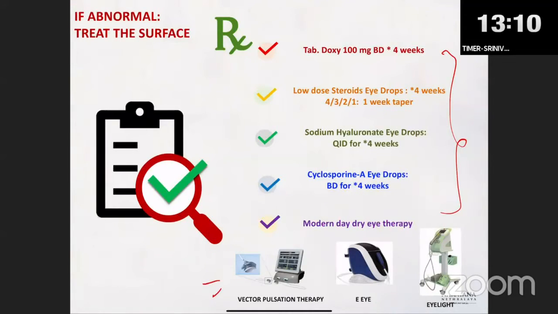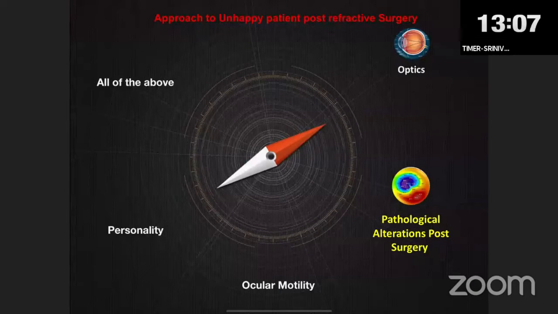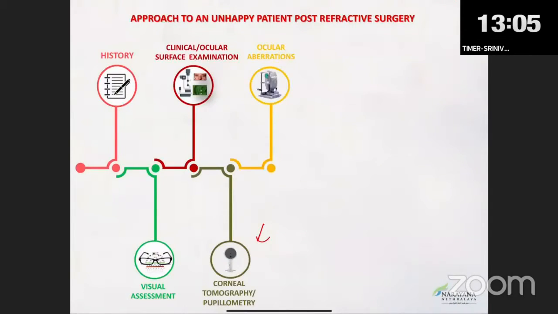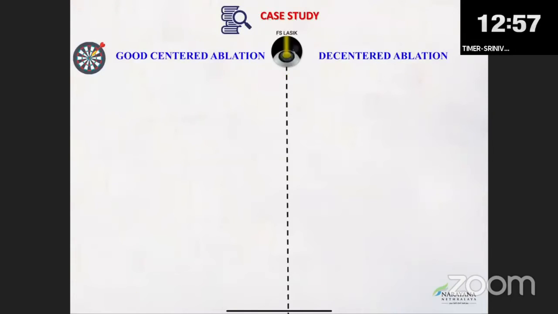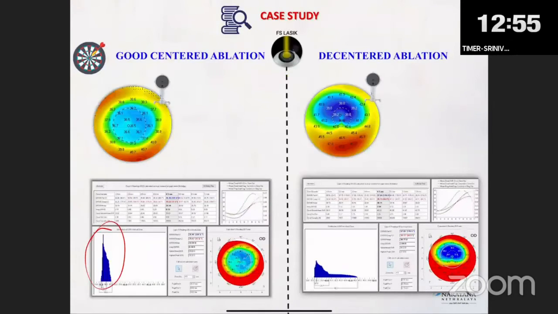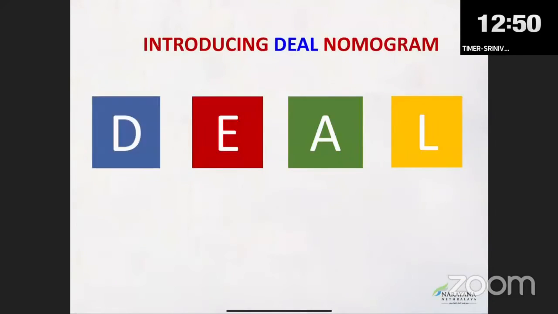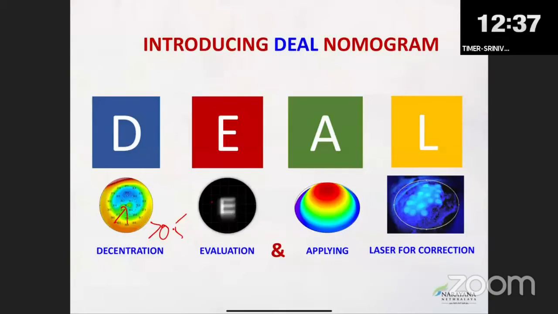When you look at the pathological alterations of it, it's most important to rule out, with topography and ocular aberrations, a decentration or central small zone or undercorrection or overcorrection. This is an example of a good centration and a completely decentered ablation. And you can see the quality of vision here. We introduced this concept of field nomogram to evaluate decentration. Decentration is when it's decentered by more than 5.5 millimeter. That would induce a lot of scatter and halos out there.